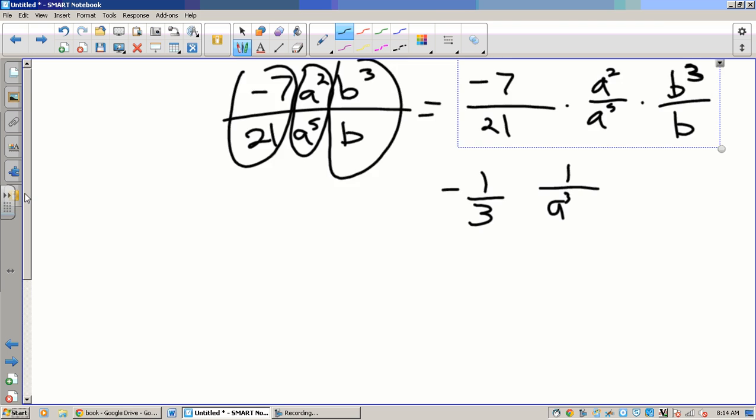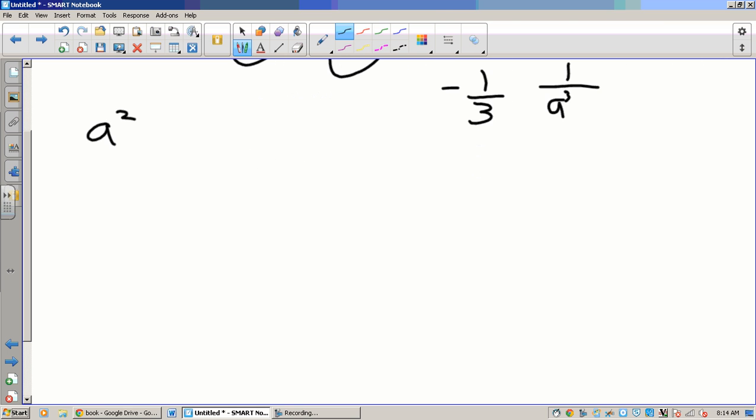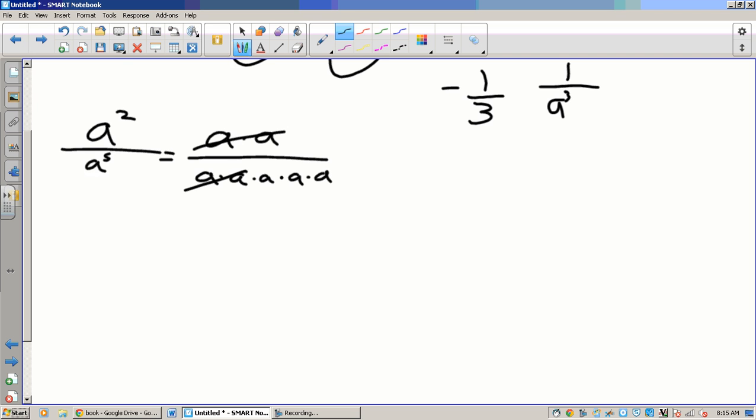So another way of thinking of a to the second over a to the fifth. I taught this back in chapter 8. A times a over a times a times a times a times a. Right? And 2 of these cancel out with 2 of these. We're left with 1 over a to the third. So you subtract them. 5 minus 2. Riley, up here. You're off in space.